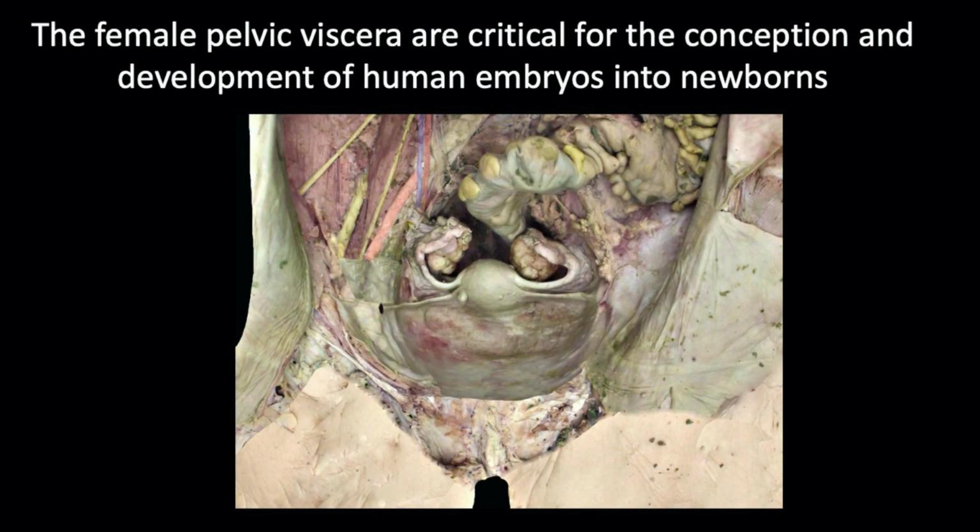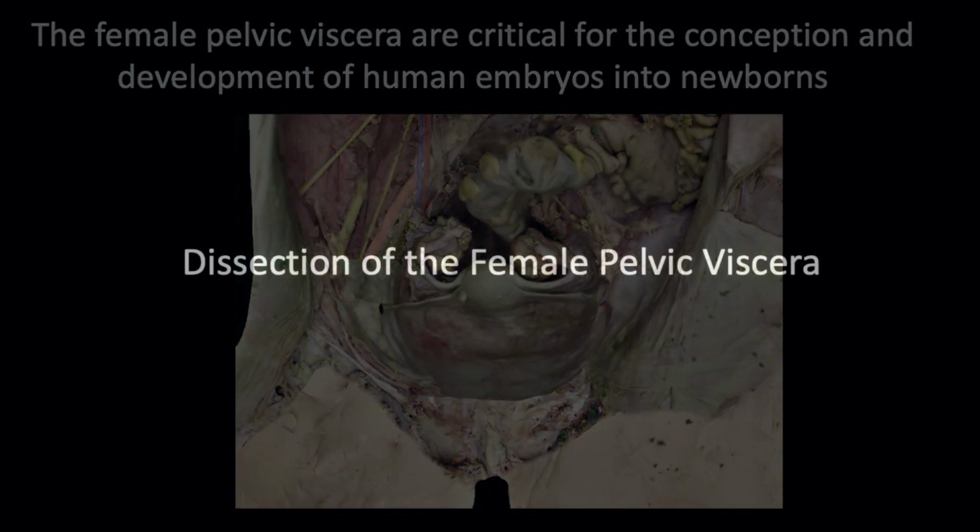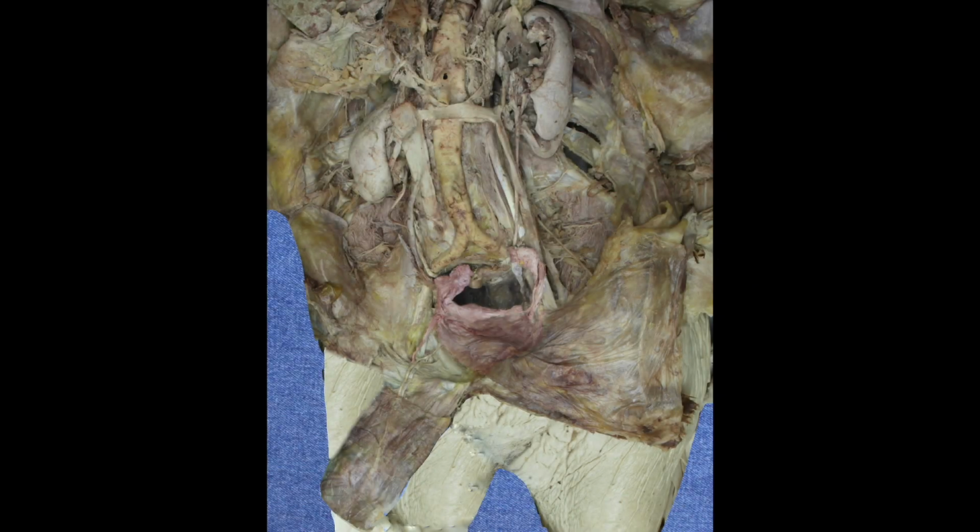The female pelvic viscera are critical for the conception and development of human embryos into newborns. Let's start the dissection of the female pelvic viscera. The pelvic cavity is relatively small compared to the previous body cavities we have dissected. Ideally, we bisect the body in the sagittal plane in order to facilitate the dissection.